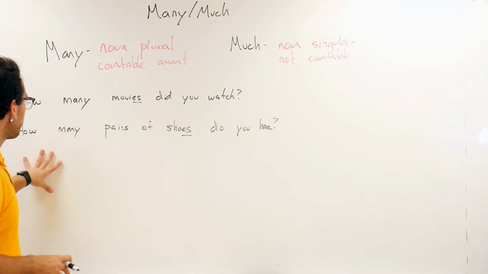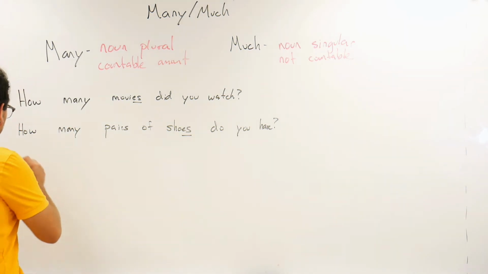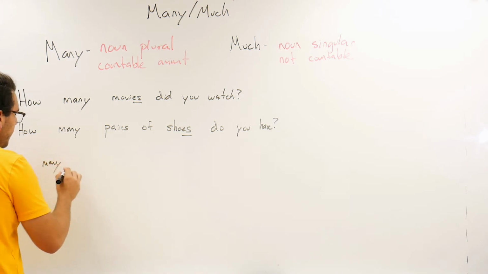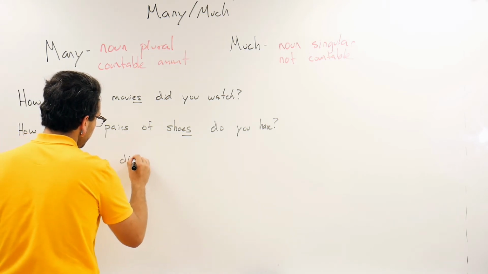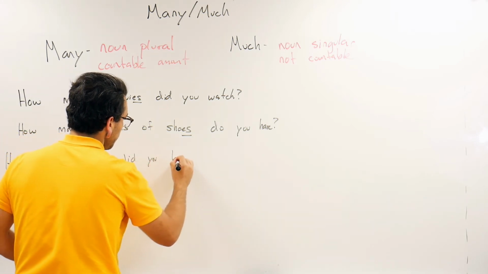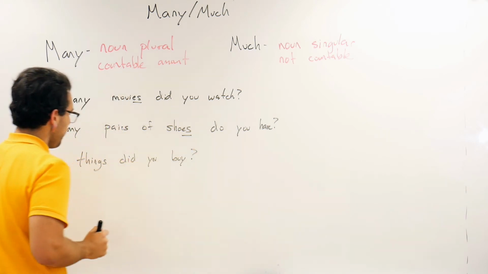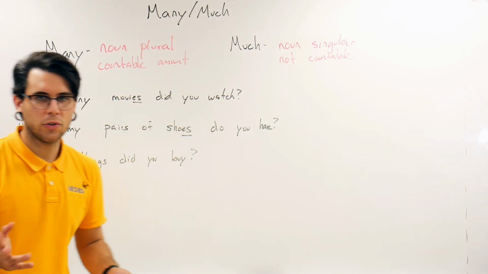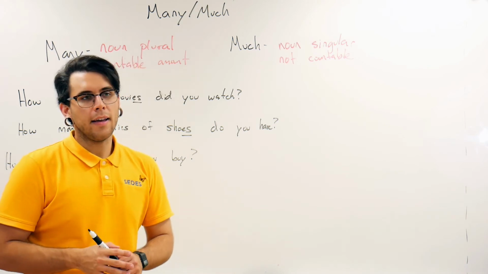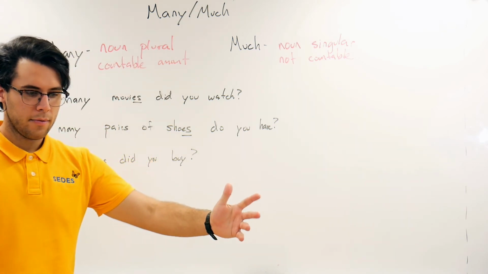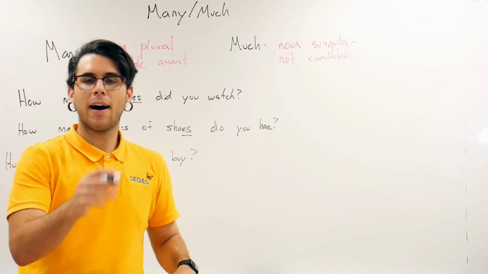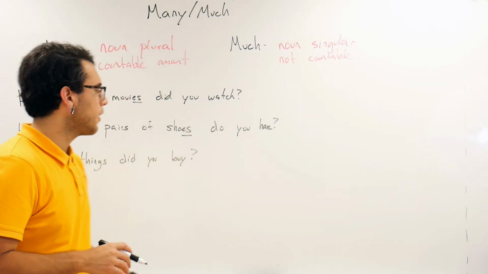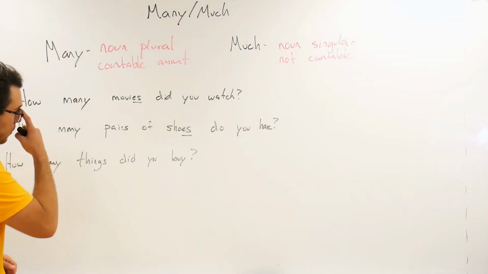We'll do one more example of how many. How many things did you buy? Let's say you went to Walmart or to Target, and you have your shopping cart, and you want to count the things. So you bought 5 things there, whatever those things may be.